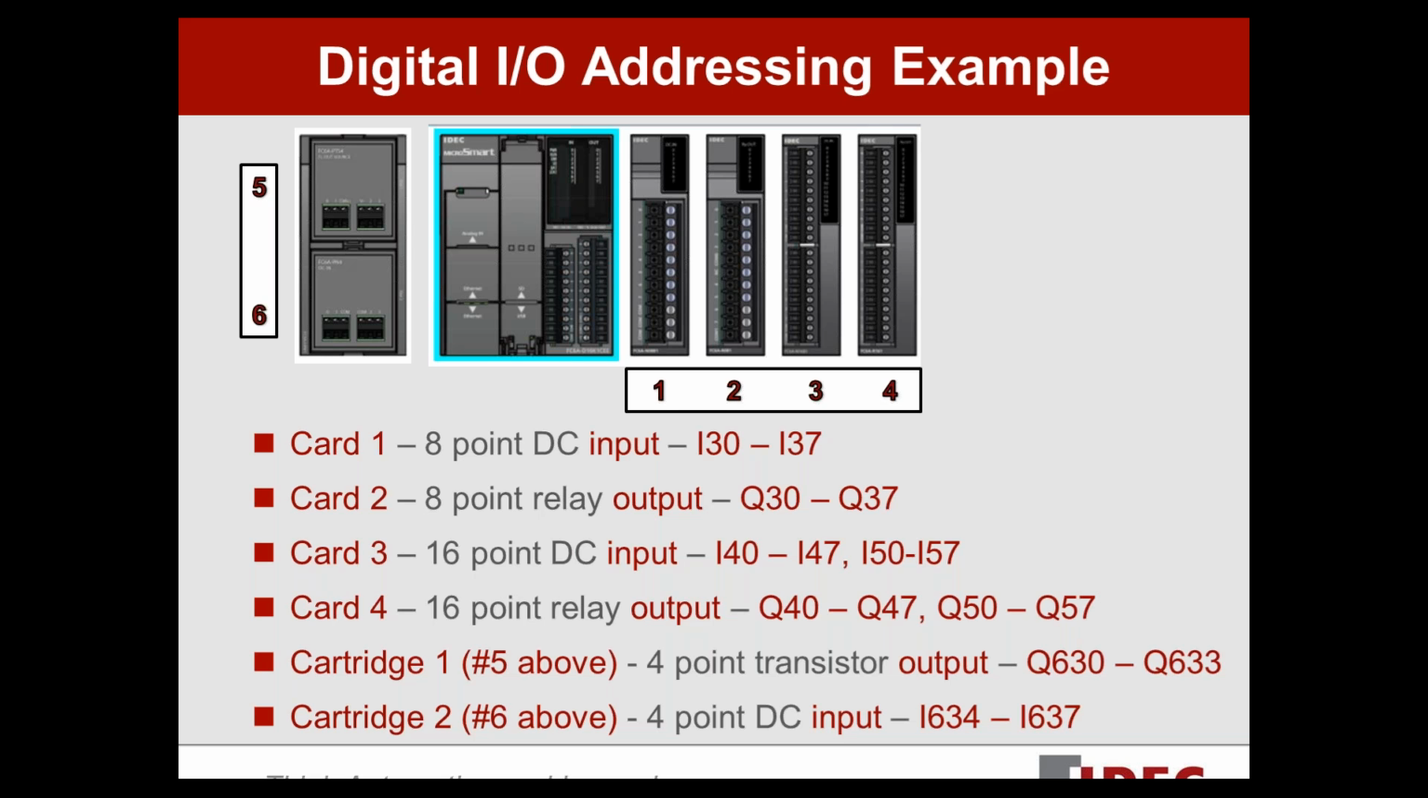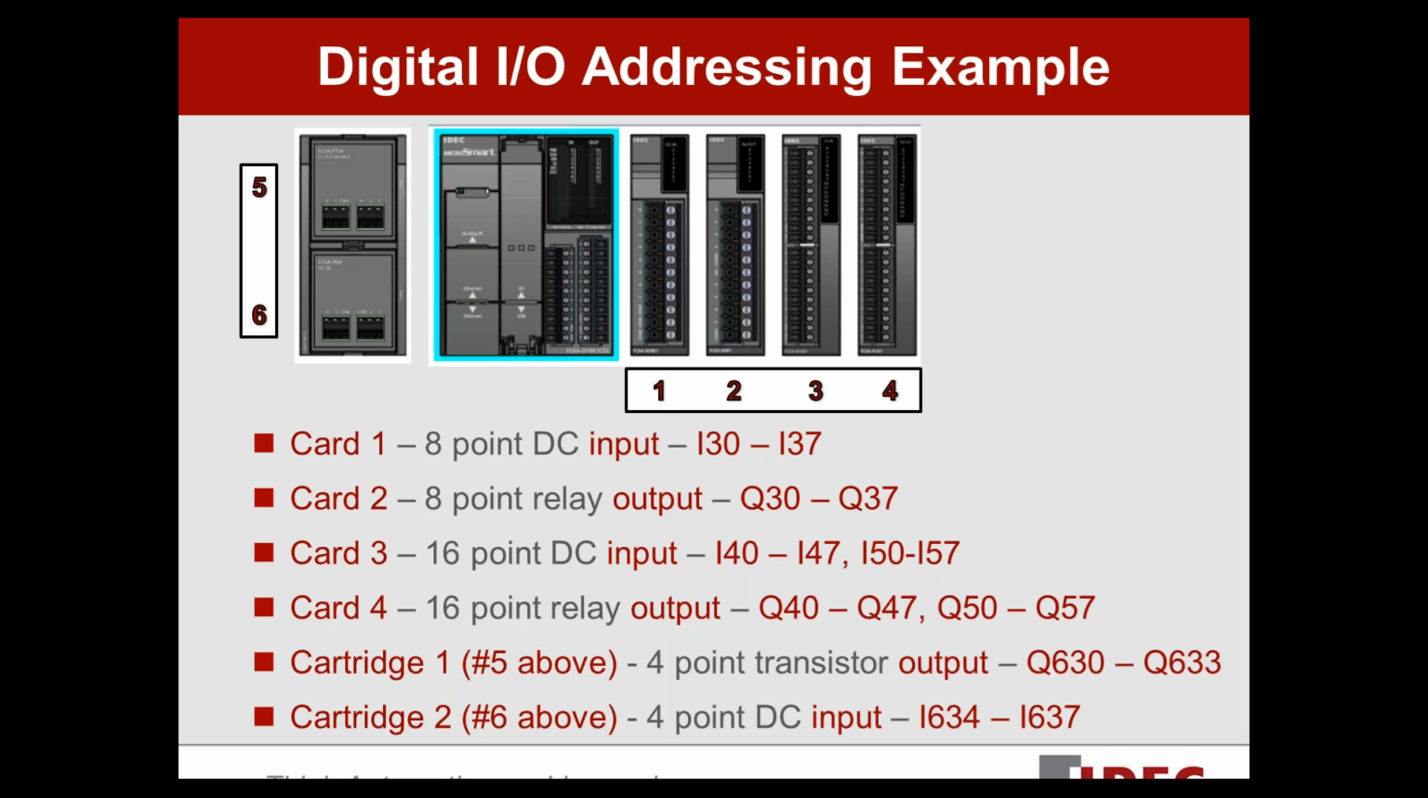My third card there is a 16-point digital input card. So since that has 16 points, my addresses will start at input 40. Again, since it's the second input card, the addresses just continue based off the first card. So my first card was I30 through I37 on my inputs. My next input card, again, the addresses just roll right on out. So that'll have addresses I40 through I47 and I50 through I57. Again, that's a 16-point card there in slot 3.